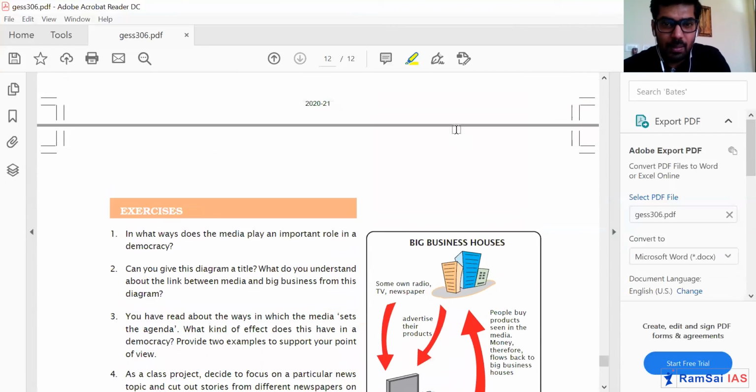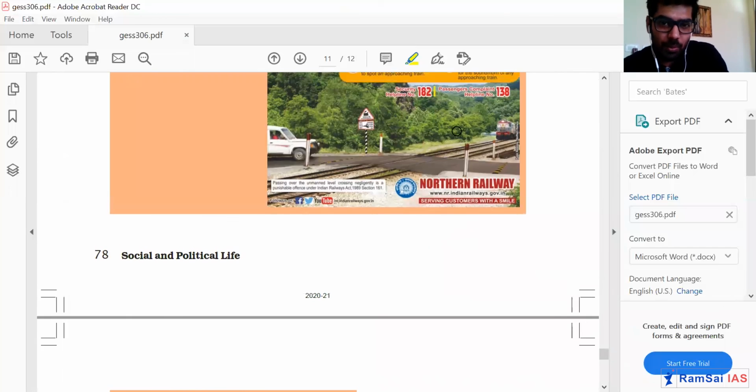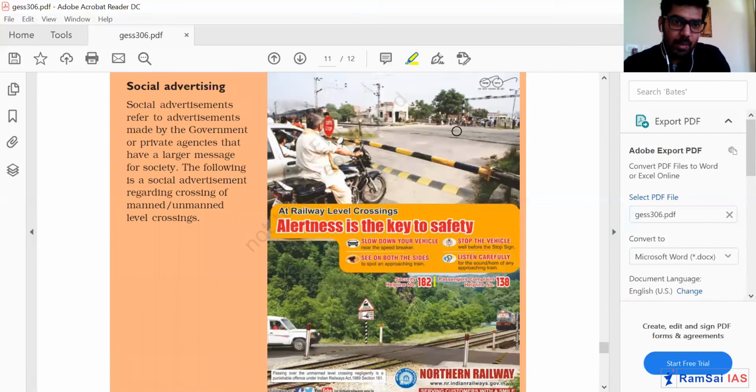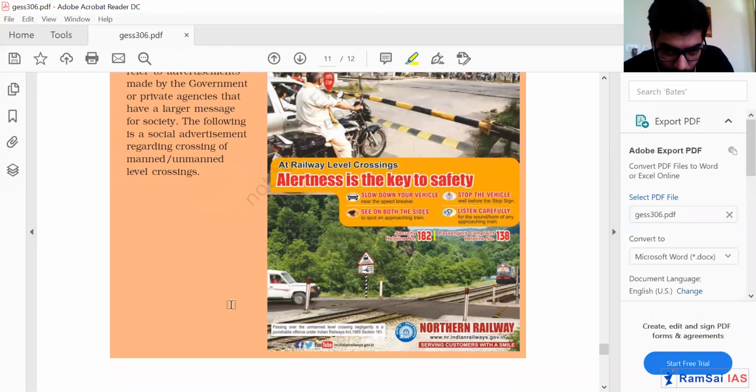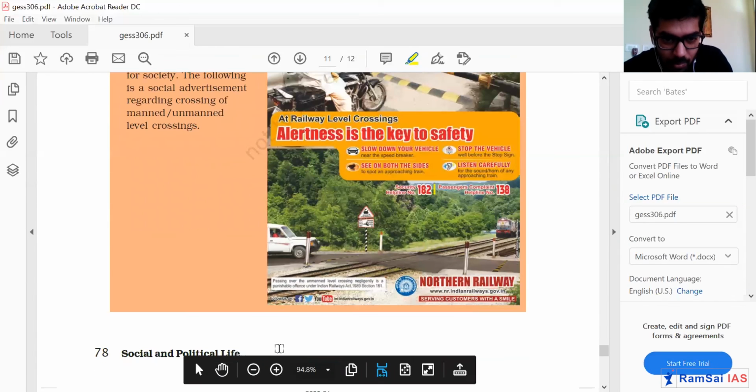And one more thing I would like to add, which is not here because it discusses only media. Social advertisement is given here, which refers to advertisement made by the government on private agencies that have a large message for society. So like you see here, this small thing, this is what I wanted to discuss here.